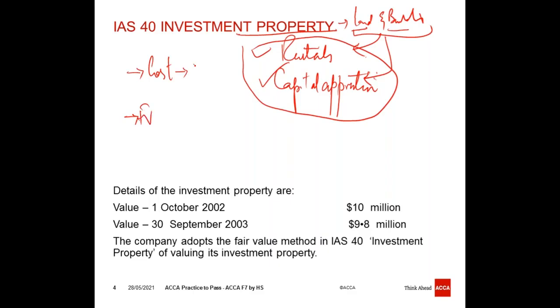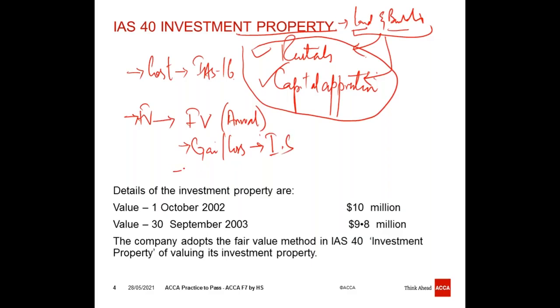The cost model is similar to IAS 16, but fair value means you need to measure at each reporting date, so you need to do this exercise on an annual basis. Then the gains or losses that arise during this period will go in the income statement, and no depreciation will be charged on the assets which are measured at fair value.